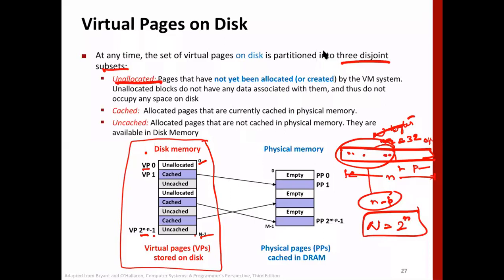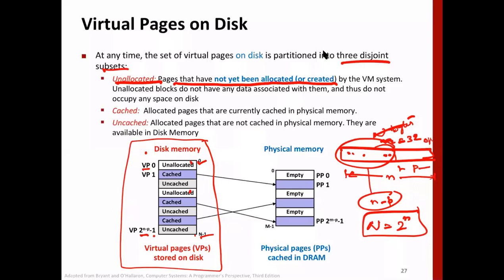First is called unallocated. It means that these pages have not been allocated or created. Note that the address space is quite big, 2 raised to the power 32 minus 1. A process may not be using everything in the address space, maybe only a few. The ones which are not used are called unallocated.